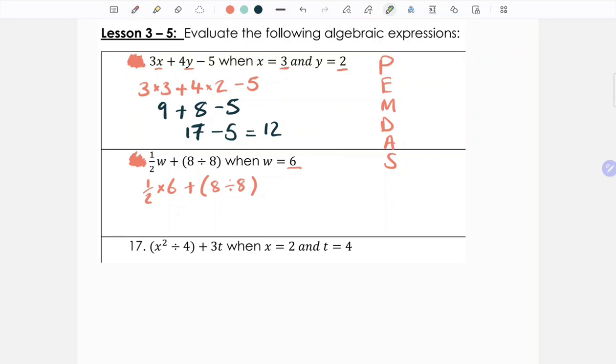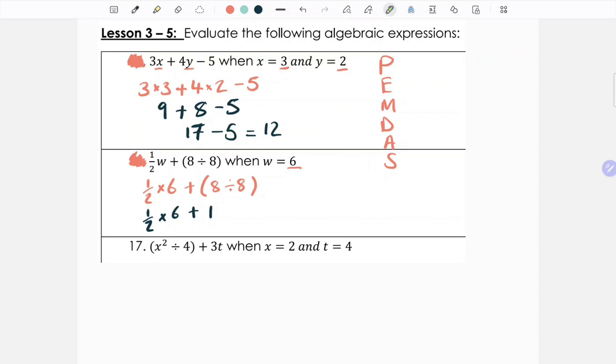What are we going to do first? So do we have any parentheses? Yep, we've got brackets here. Let's do the brackets first. So 8 divided by 8 is 1. I'm going to rewrite the equation again. So half times 6 plus 8 divided by 8 is 1. So let's put 1. Now we've got multiplication and addition. Which one do I do first in the order of operations? Okay, multiplication and division is before addition and subtraction. So we do the multiplication next.